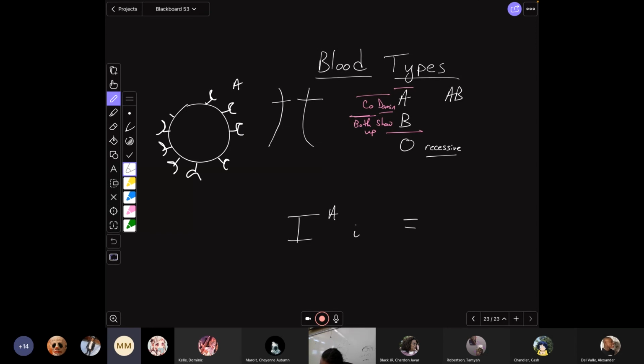Does anybody in here know if they have A blood type? You guys don't know your own blood type? No. Your doctor should know, huh? I asked my parents about it and they were like, we don't know. It's good to know. You guys should know what your blood type is.